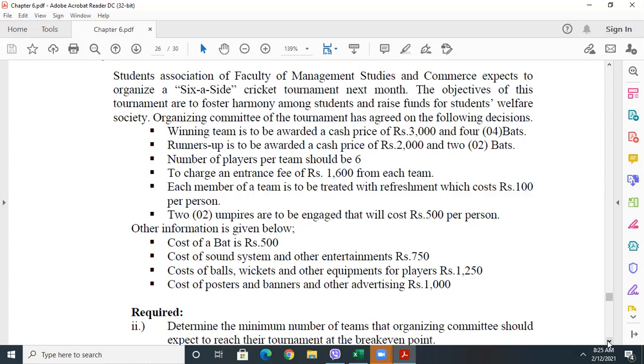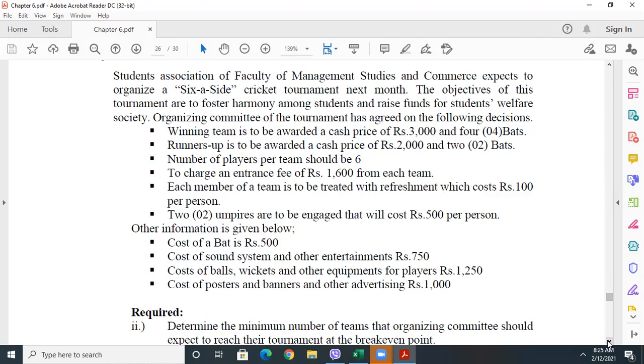The cost of balls, wickets, and other equipment for players, rupees 1,250. You know, when it comes to an event of that nature, you need to have the bats, the wickets, and also there may be some other equipment which are necessary, and that will cost you 1,250. The cost of posters and banners and other advertising costs them rupees 1,000. They have done some sort of advertising, and that came at a cost of 1,000 rupees.